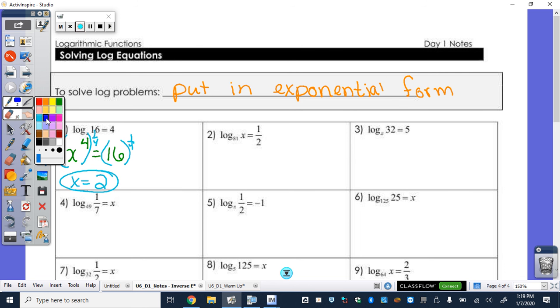This one's a little bit of an easier one. Base is an 81. What's our exponent? 1/2. I'm going to equal x. 81 to the 1/2 means it's the square root of 81, which is 9. So x equals 9 for that one. Let's go to number 6.